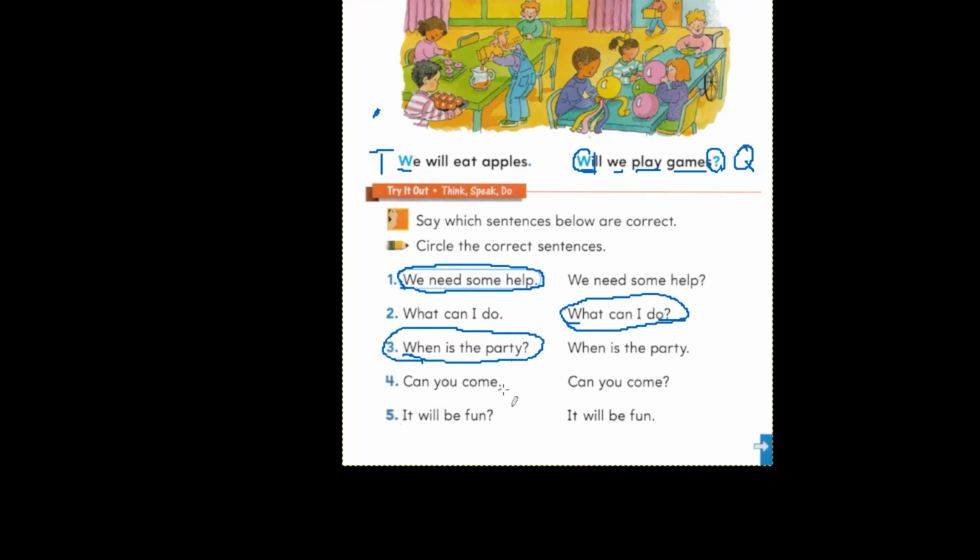Can you come? Oh, there it is. Can you come? Our question, uppercase. This is our correct one right there. It will be fun. It will be fun.